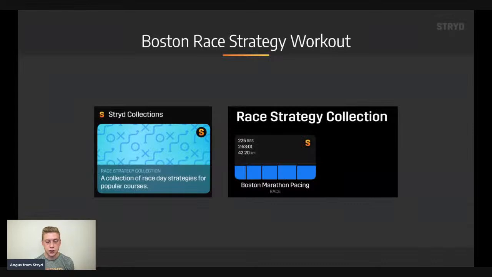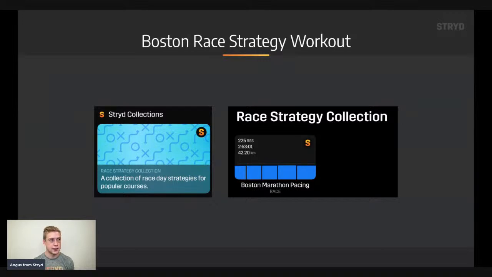So one thing that's new that we just added in the past few days is the Boston Race Strategy workout. The Boston Race Strategy workout is basically a tailored race plan for the Boston Marathon. As we talked about, the Boston Marathon has some unique challenges. It has the downhill at the start, has the hills later in the race. That can lead to, sometimes it's better to take a unique power strategy.